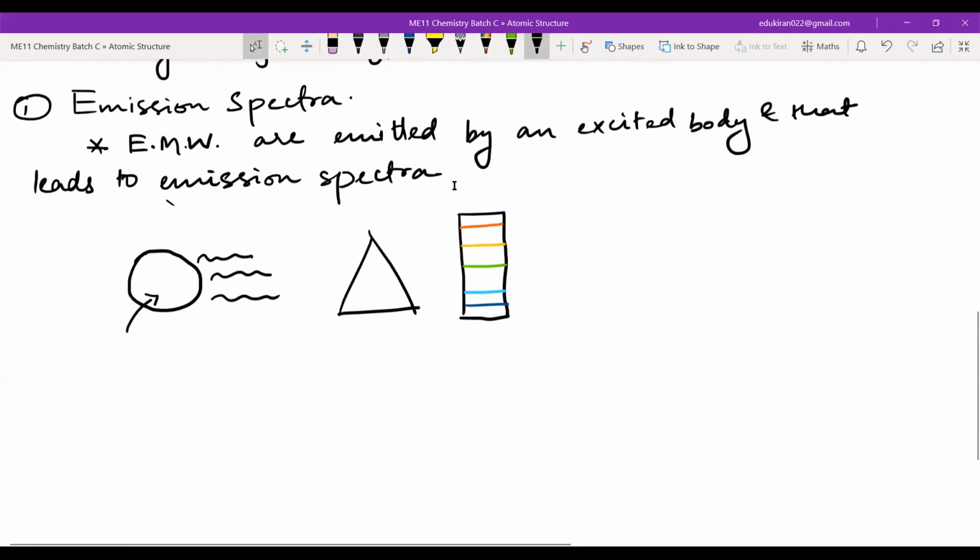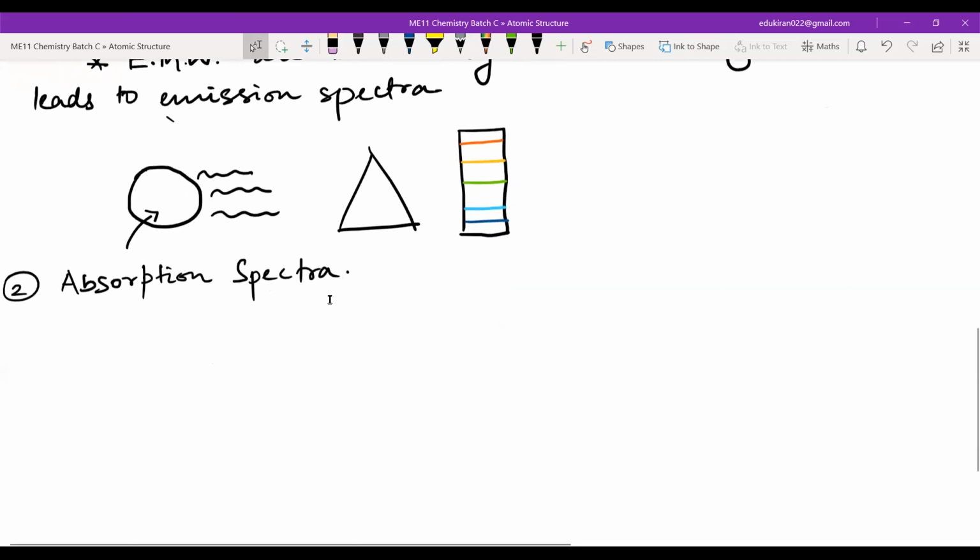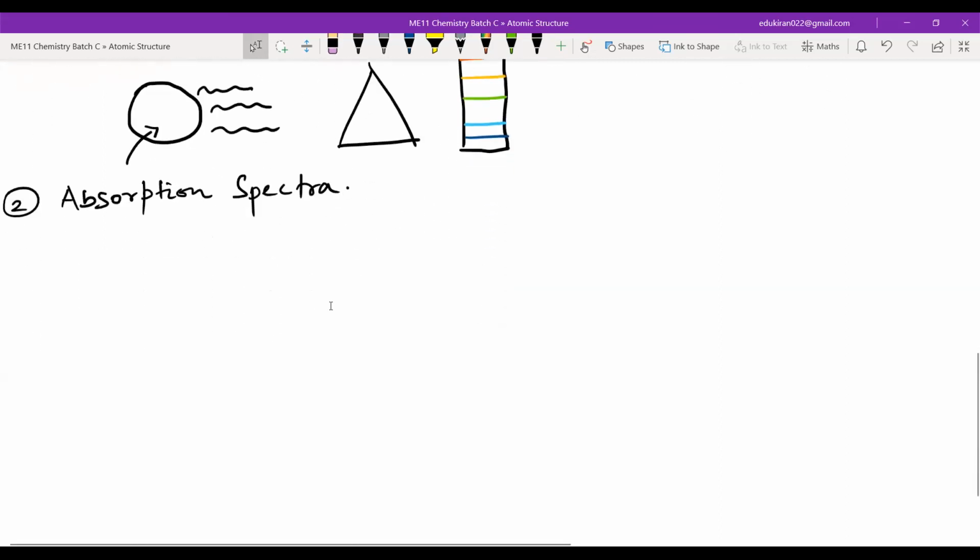Now, second is the absorption spectra. Absorption spectra. Now, this is a bit conceptual that you have to understand. Okay. Now, we have a source. Let us have a source, a torch kind of thing.